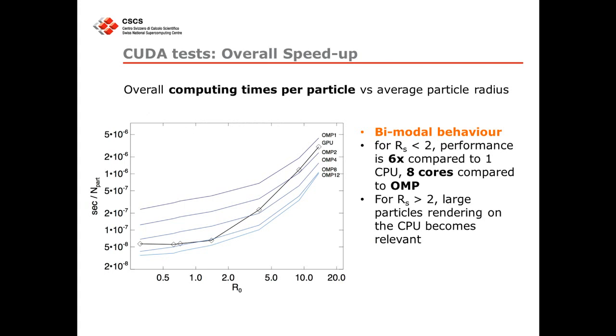Really, the final one, when you compare the performance, the blue lines are different numbers of processors from 1 to 12, compared to the GPU. You see the black line is the GPU. You see that you can get a speedup of a factor of 8, more or less. That is a sum of the speedups that we saw before plus the overhead that drops when you have big particles, of course, because you are moving to the CPU.